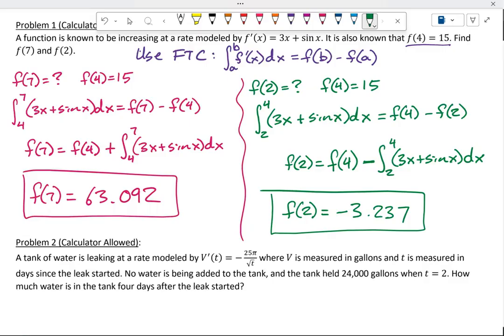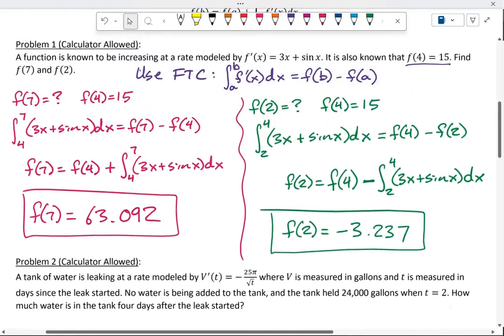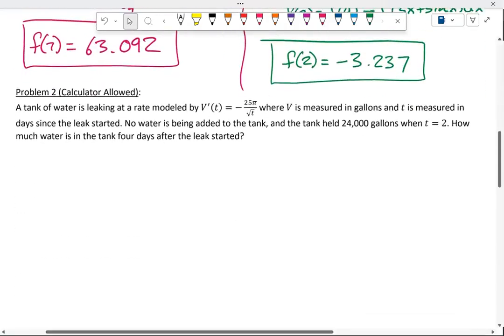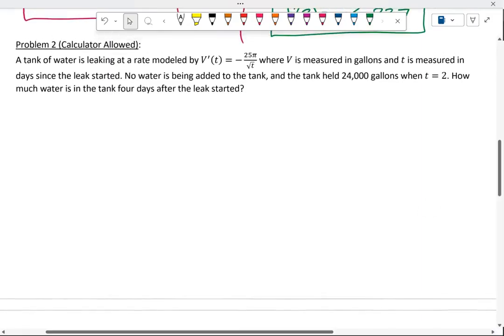All right. Any questions on finding that new position or new value? So again, it's the same as our new position type situation. We set up our FTC. We solve for the one that we want to find out. All right, problem number 2.